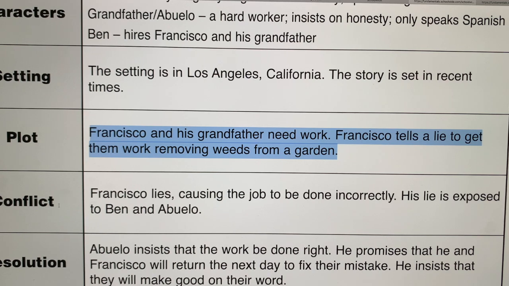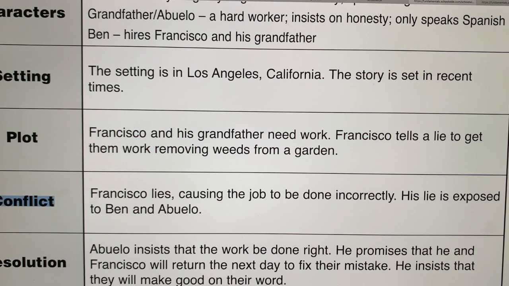But the conflict here is also like the problem, but what is the internal conflict here? Francisco lied. He caused the job to be done incorrectly. His lie was exposed to Ben and his abuelo, which is his grandfather.